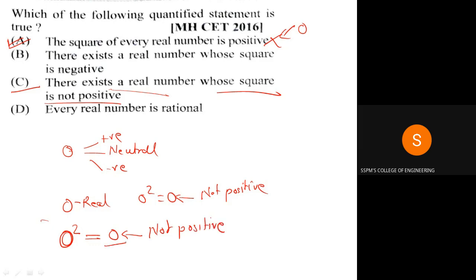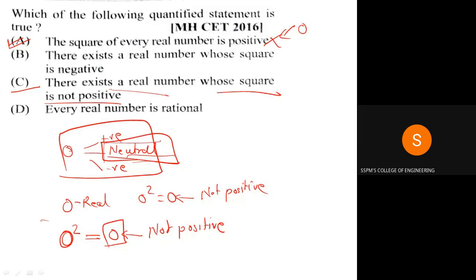Why? Zero is not positive, and it is not negative. It is a neutral number. It doesn't make any change when you add or subtract. So this is called a neutral number. So option C is the correct option.